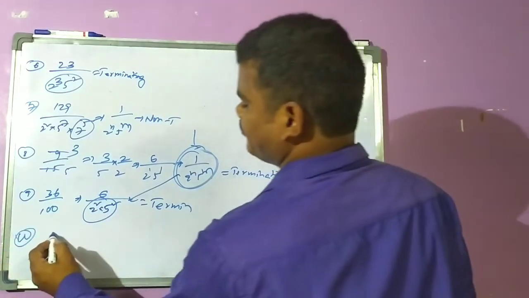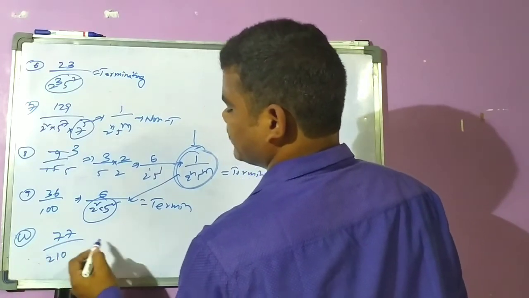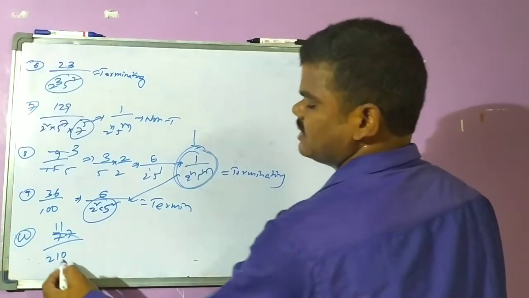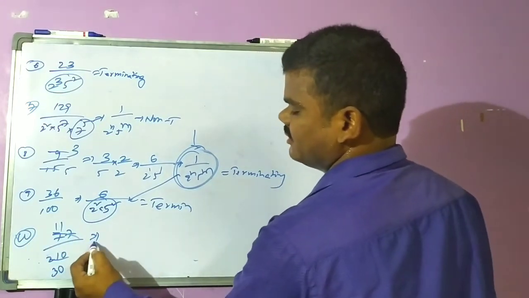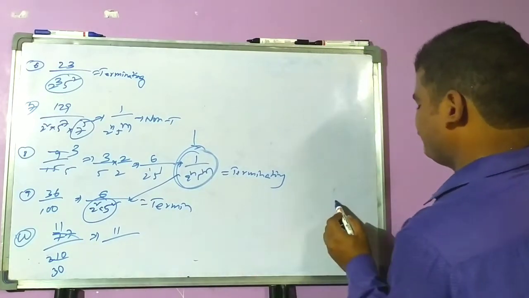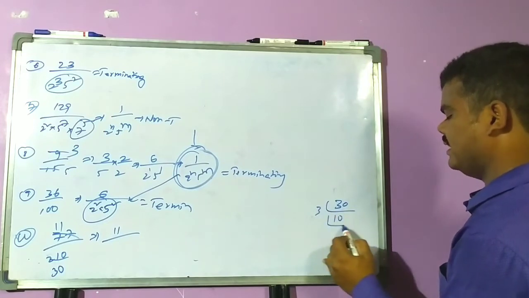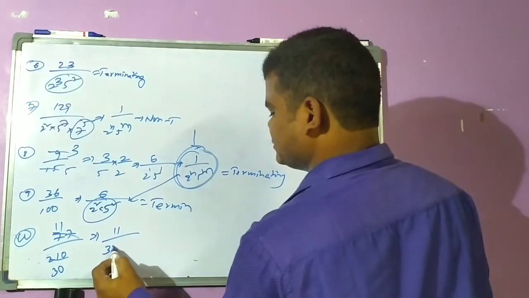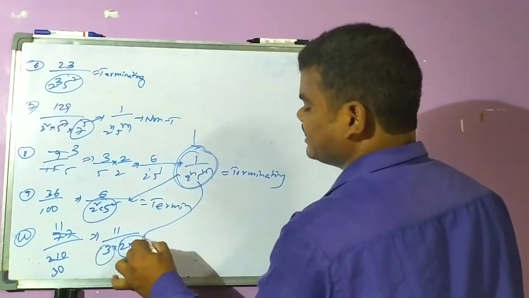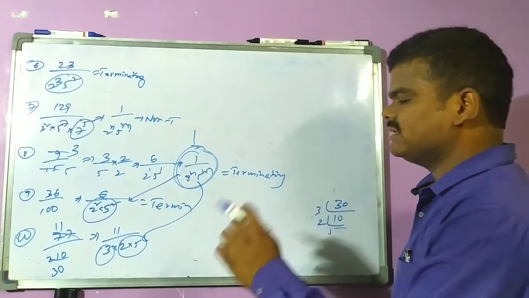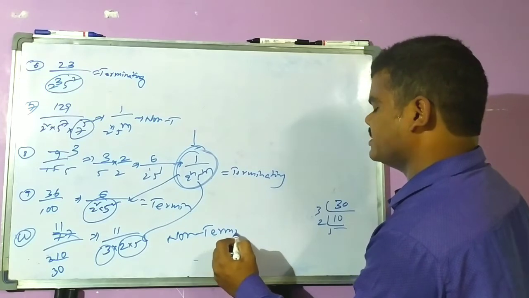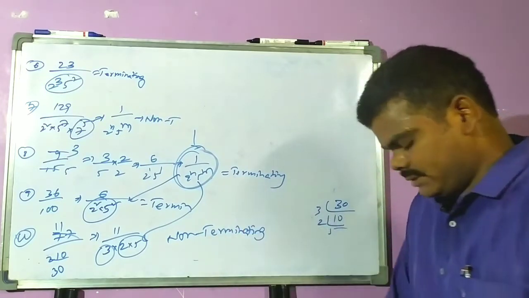77 by 210. Right? 7 11s are 77, 7 30s are 210. Therefore, 11 by 30. 30 can be expressed as a product of primes: 3 10s are 30, 2 5s are 10. That means 3 into 2 into 5. Here 3 is there, no? So it does not exist in 2 power n into 5 power m. So that's why it is also non-terminating repeated decimal expansion. Right? Next.